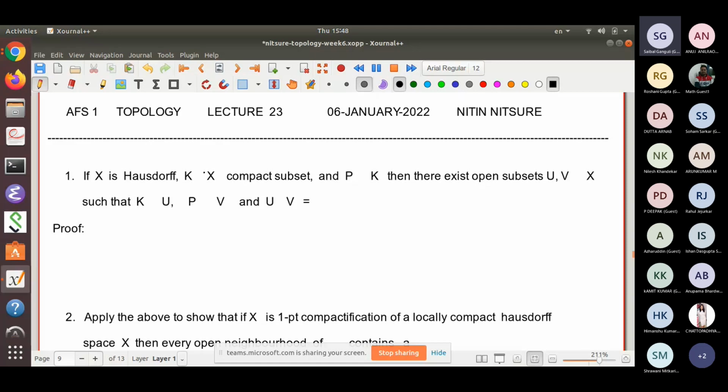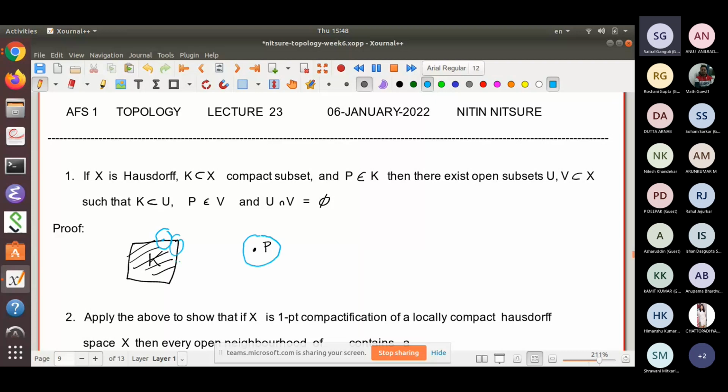If X is Hausdorff and K contained in X is a compact subset and P belongs to K, then there exist open subsets U and V in X so that K is inside U, P belongs to V, and U intersection V is empty. How do you prove it? So here's my compact set K. Here's the point P. And now for every point here, because it is Hausdorff, there is an open neighborhood here, and there is an open neighborhood here, which are disjoint.